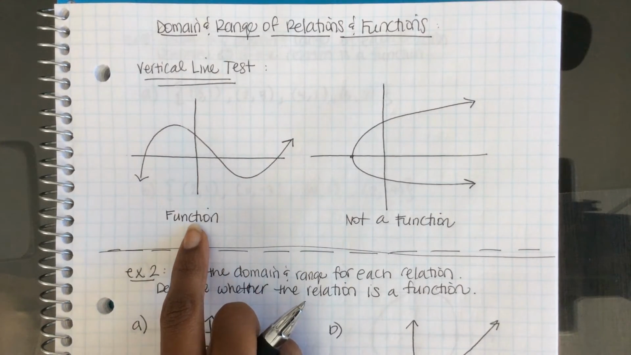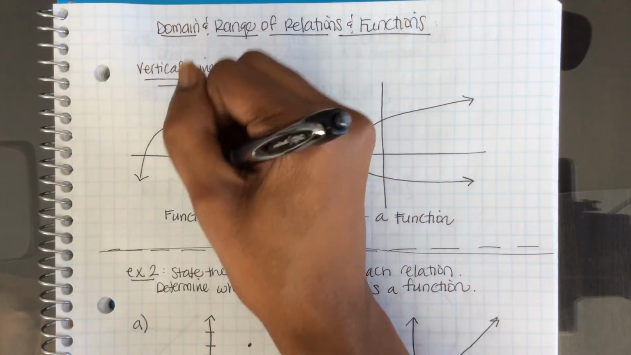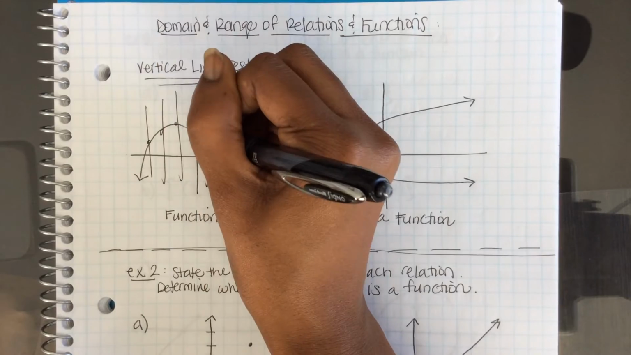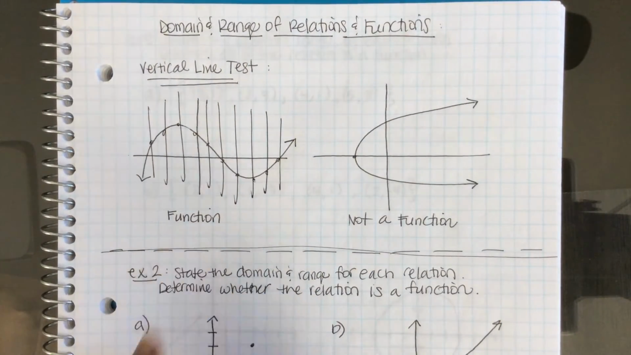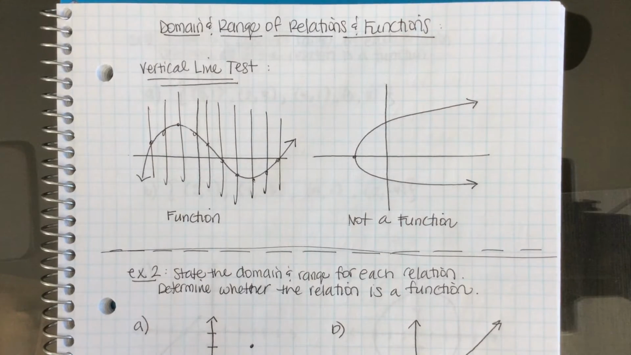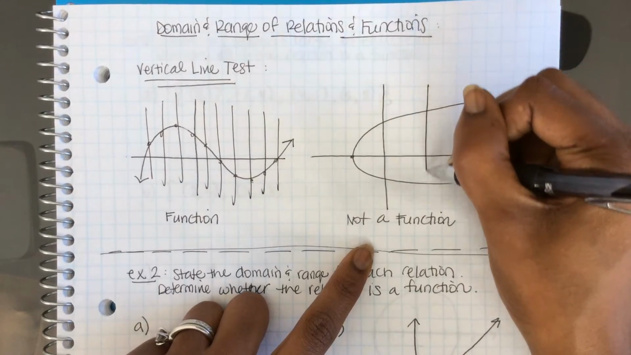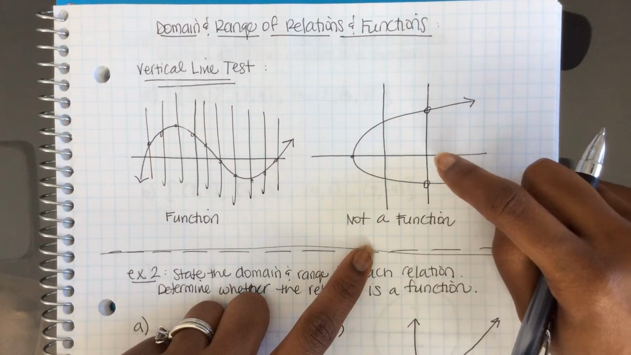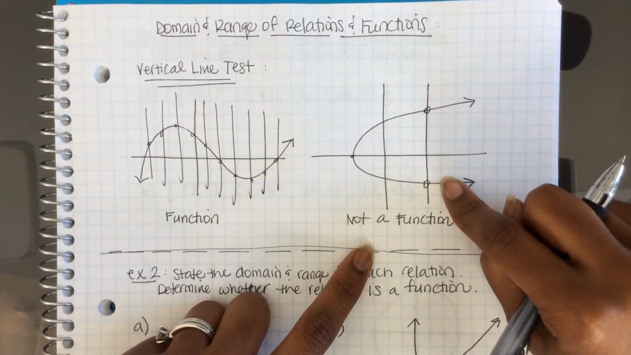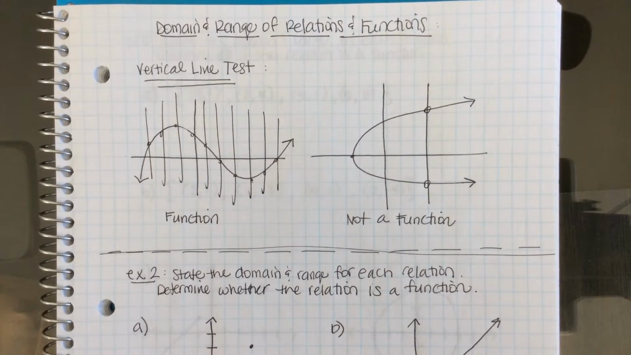In this first example, it is a function because no matter where I draw a vertical line, it only hits at one point. Therefore, every x value only has one y value, so yes, it is a function. In this example here, if I draw a vertical line here, I hit two y values, which means that this x value has two y values, which is why it's not a function. So the vertical line test is a quick way to visually check if a relation is a function.